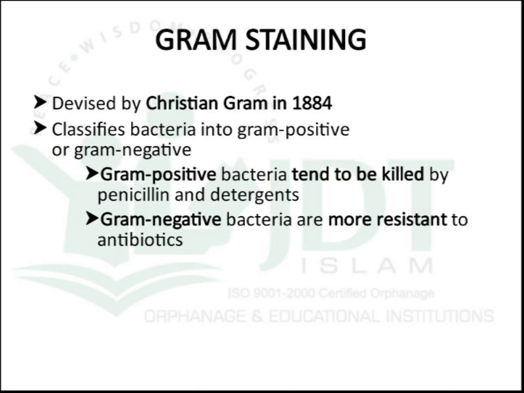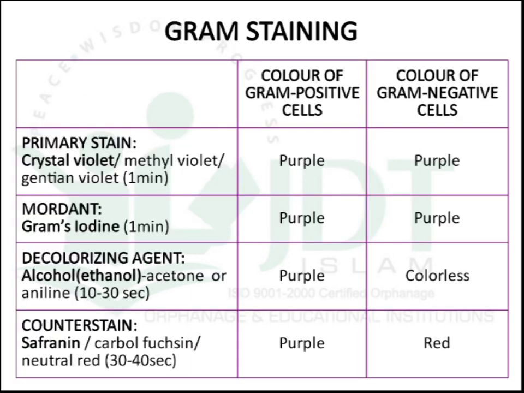Now coming to the Gram staining, it's an important topic which is seen as a 5-mark question in theory, as well as the major experiment of practical microbiology. Gram staining was devised by Christian Gram in 1884. In this, we can classify microorganisms into Gram positive and Gram negative microorganisms. Gram positive bacteria tend to be killed by penicillin and detergents, whereas Gram negative bacteria are more resistant to antibiotics.